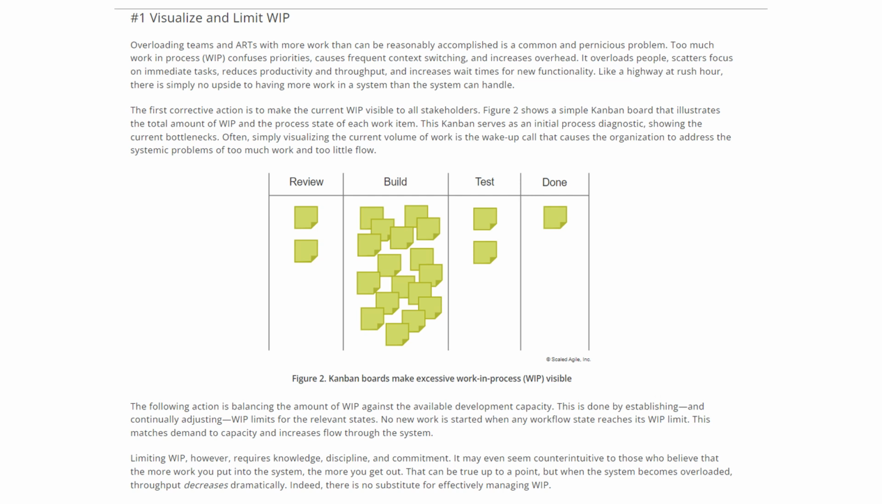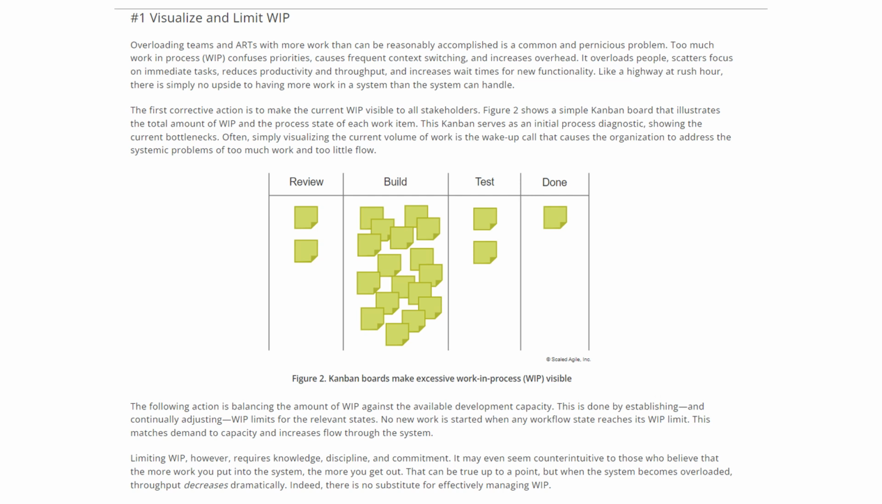Overloading teams and ARTs with more work than can be reasonably accomplished is a common and pernicious problem, right? Too much work in progress confuses priorities, causes frequent context switching, and increases overhead. It overloads people, scatters focus on immediate tasks, reduces productivity and throughput, and increases the wait time for new functionality, right? Like a highway at rush hour, there is simply no upside to having more work in a system than the system can handle.